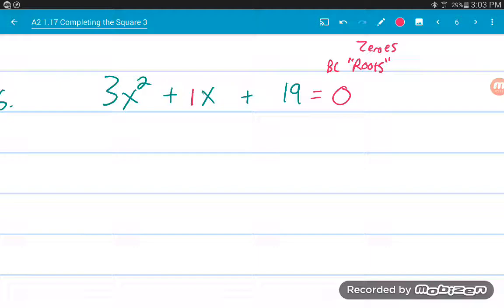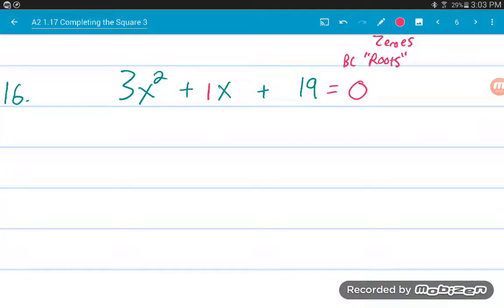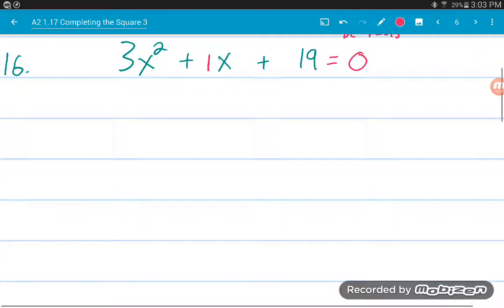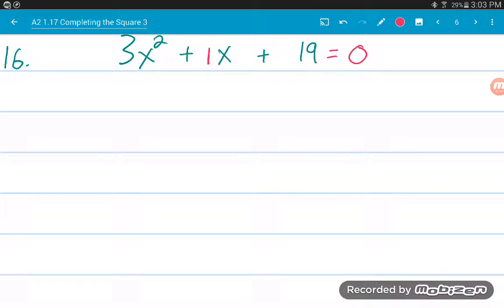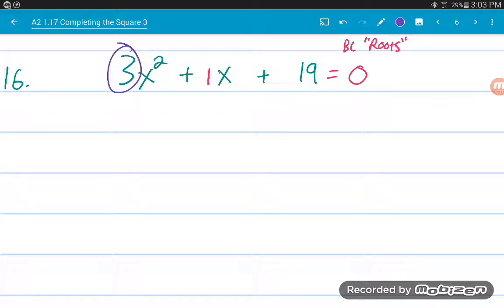Okay, if you're watching now, I'm going to assume that you've already tried question number 16. Maybe you've completed it, maybe you got stuck, but either way, I'm here to walk you through it. Now, this 3 in front makes things pretty complicated. We can't have a 3 in the front of the x squared. It can't be a coefficient on the x squared, otherwise we can't complete the square with it.